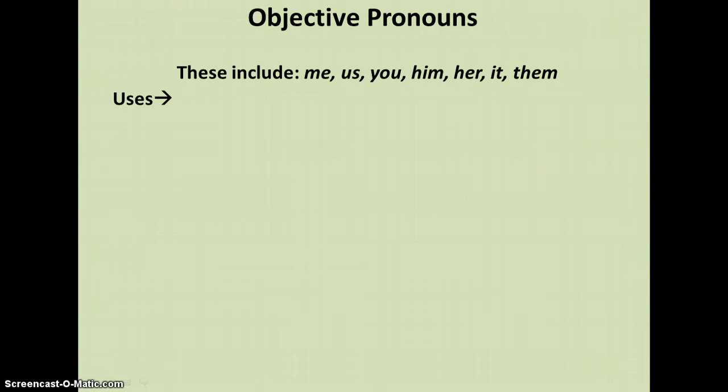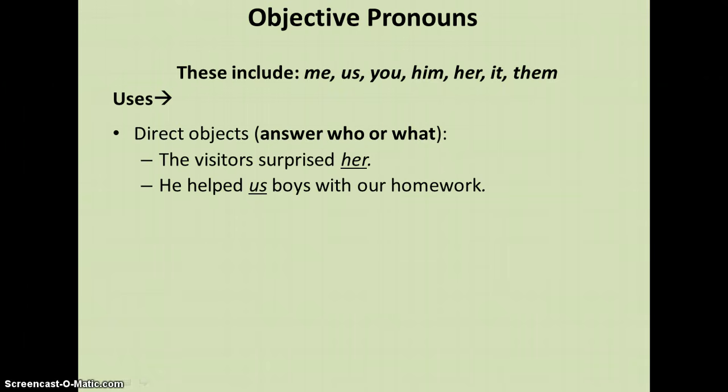Now as we flip to the objective pronouns, again, me, us, you, him, her, it, and them. This one has multiple uses as well. The first is as a direct object. Direct objects answer who or what. The visitor surprised her. Who did the visitor surprise? Her. You wouldn't say the visitor surprised she.